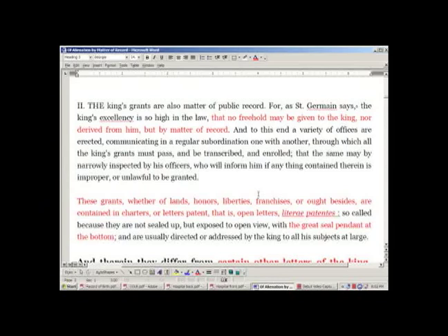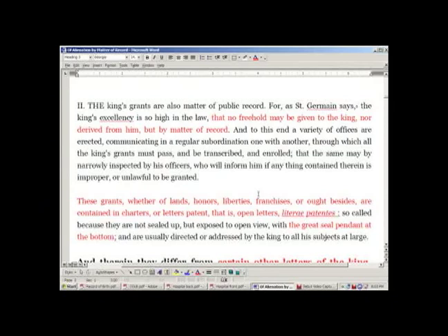The king's grants are also a matter of public record. So as Saint Germain says, the king's excellency is so high in law. That's why you want to be the king, people. You don't want to be anything but the sovereign, the king, because you are so high in law, that no freehold may be given to the king, nor derived from the king, but by matter of record. So you can't give anything away or get anything except unless there's a record of it.